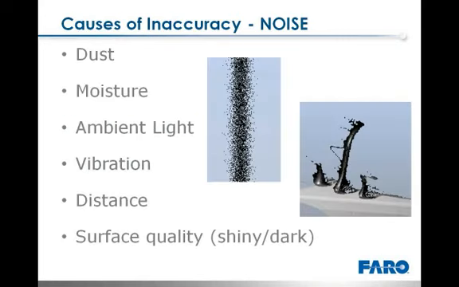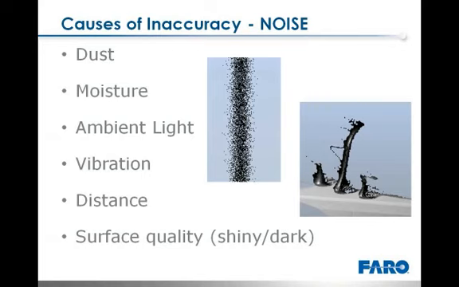Here are some of the common causes of noise in the scan. Dust or moisture in the air, such as if it's drizzling or raining, will end up giving you stray points as it will reflect or refract the laser beam. Ambient light will also have an effect. On a bright sunny day, you'll have a closer range and more noise in your scans. Vibration or movement around the scanner or in the scene will make objects fuzzy.